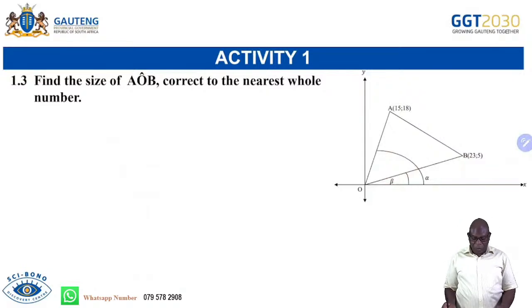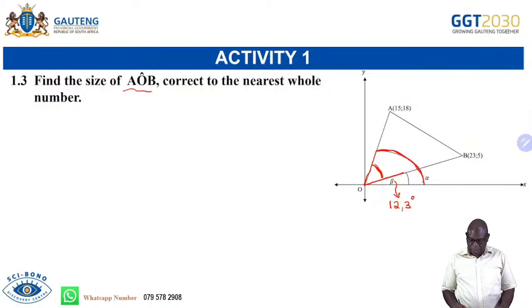Find the size of AOB. Now, we already know that this angle here is 12.3 degrees. Now we need this angle AOB. If you look at that angle AOB, to the nearest whole number, we need that part here only. But I can see we have that angle there.